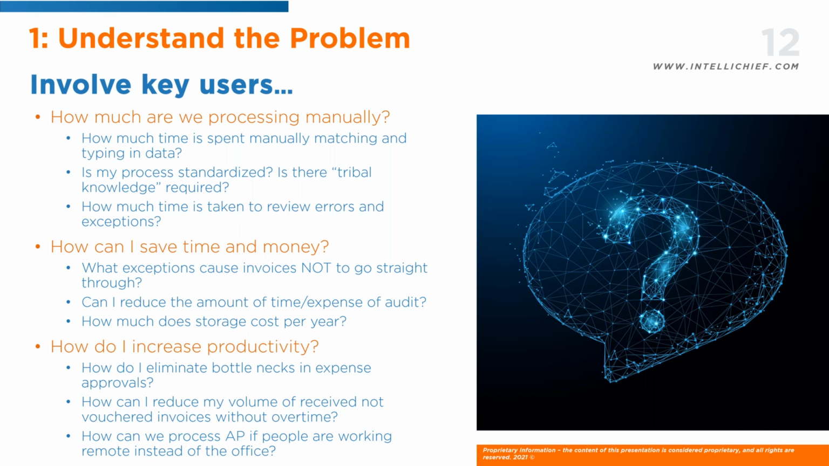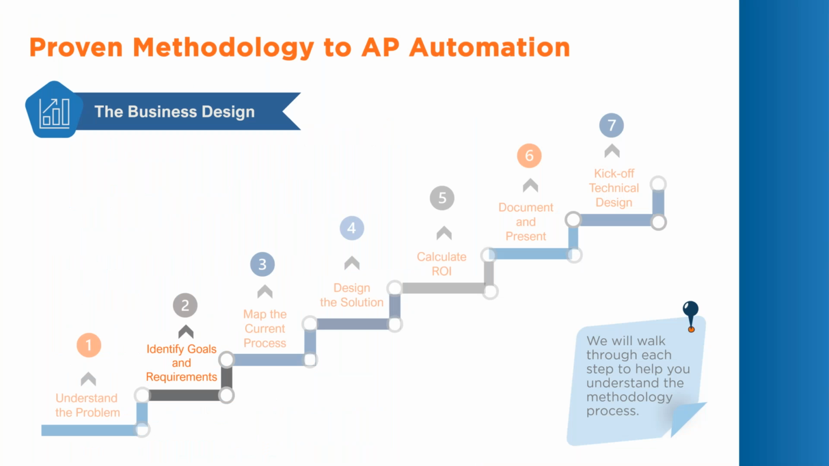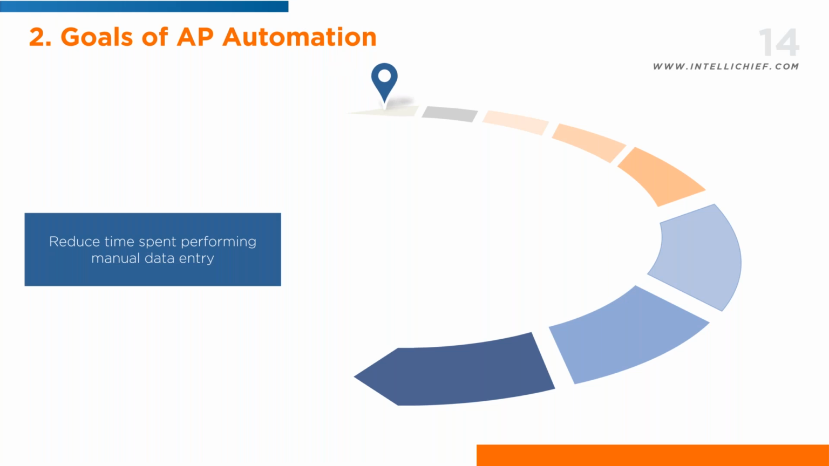So these are some of the things you want to ask when you want to really understand the problem. And we're going to have to document this stuff because, if we want to get a justification of the project kicked off, these are some of the things you want to start asking and quantifying on your side. So now we know what the problem is. Let's look at and identify the goals and requirements of this particular project, right?